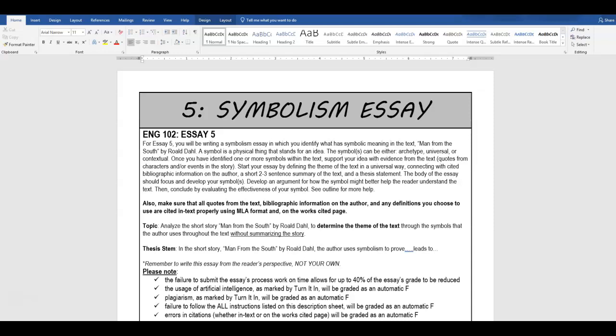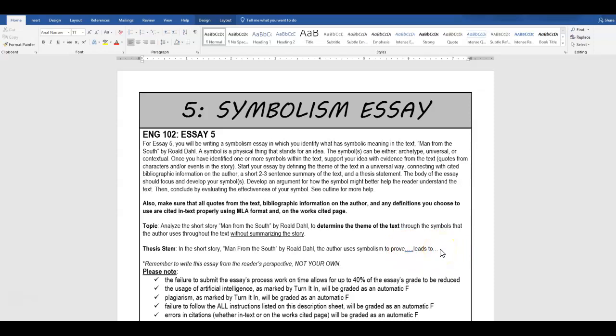Your topic for this essay is to analyze the short story Man from the South by Roald Dahl to determine the theme of the text through the symbols or symbol that the author uses throughout the text without summarizing the story. Here's your thesis stem. In the short story Man from the South by Roald Dahl, the author uses symbolism to prove blank leads to causes blank. Remember, right here will go your theme that you've chosen, and here at the end of your thesis statement will be the universal outcome.